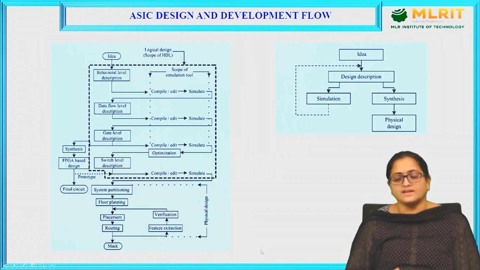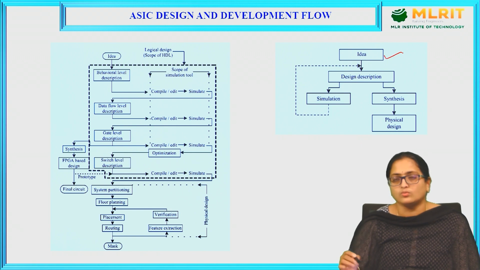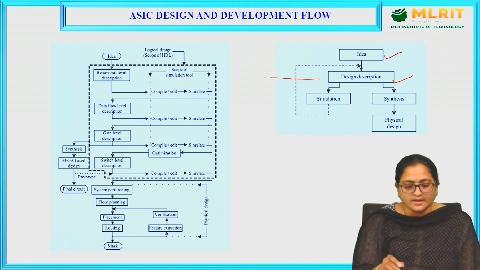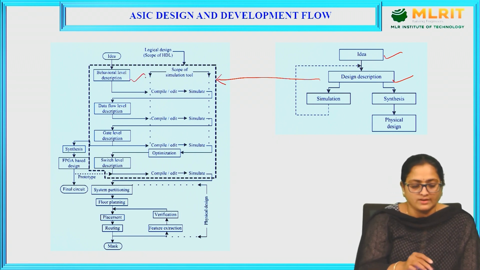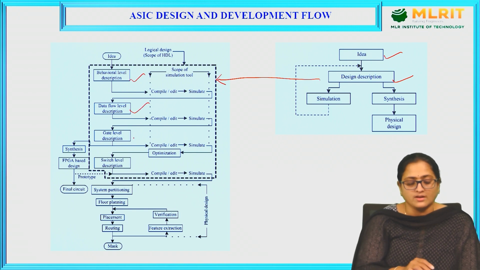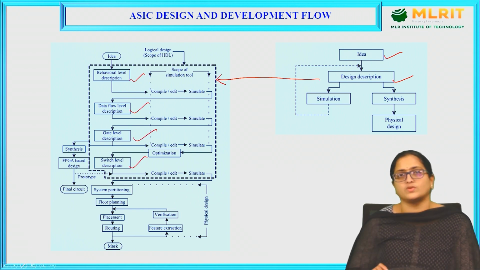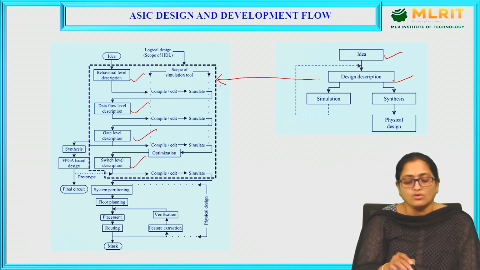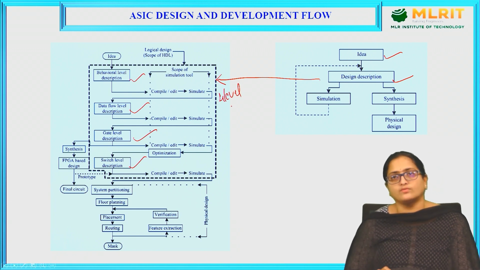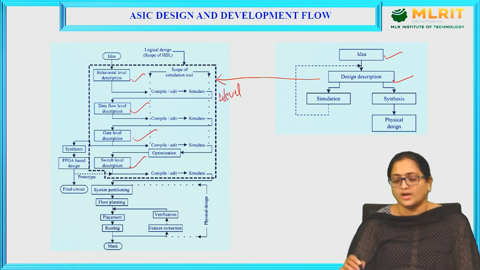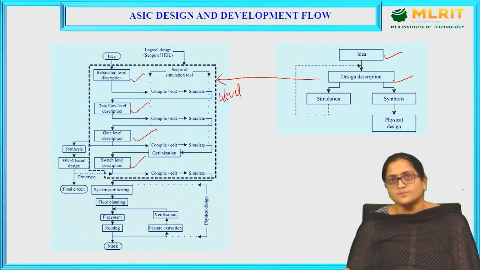This is an ASIC design flow and development flow. First, you need to know the idea. Then you can write a design description for the idea, and the design description can be done at any of these 4 levels: behavioral level description, data flow description, gate level description or switch level description. These are the 4 levels of design description. You can use any of the 4 design level descriptions to write the Verilog code over here, the HDL code.